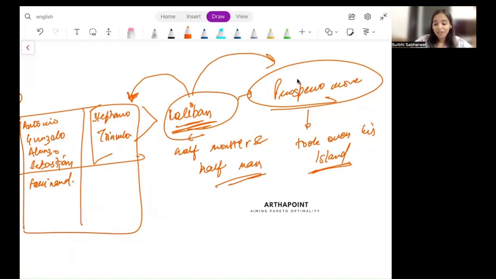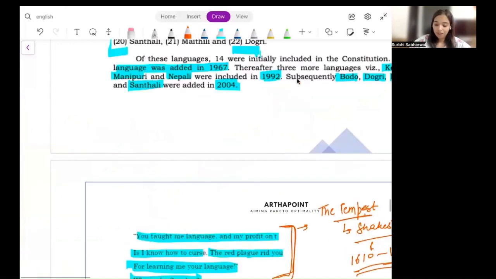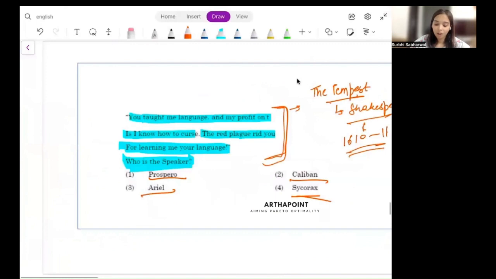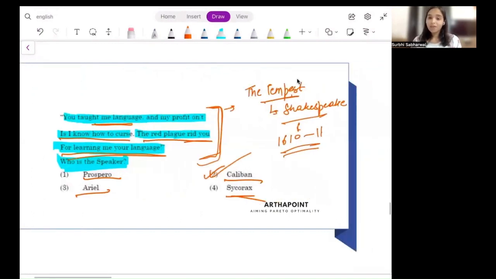Right. So this particular dialogue, "You taught me language, and my profit on it is I know how to curse, the Red Plague rid you for learning me your language," is spoken by Caliban. Right. What is the context of it?